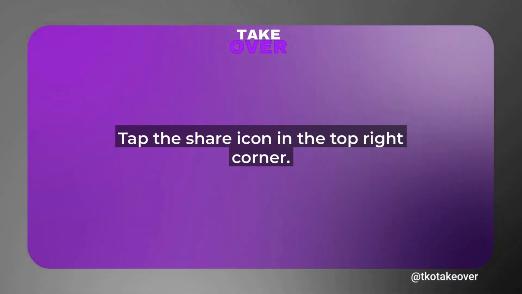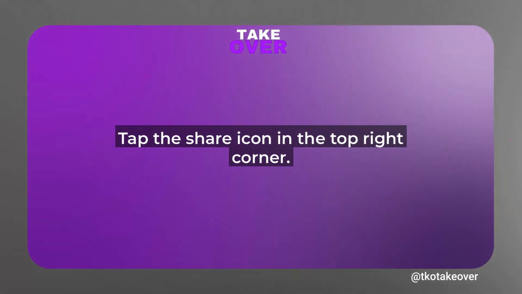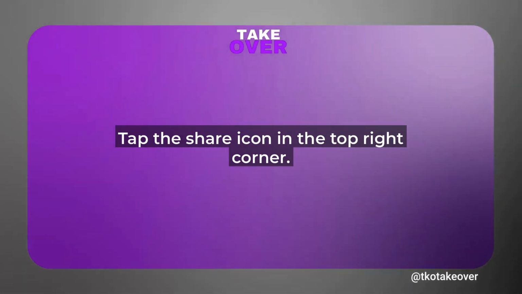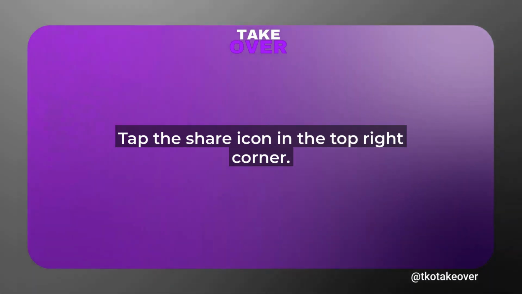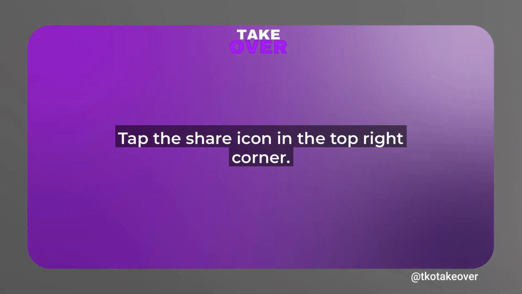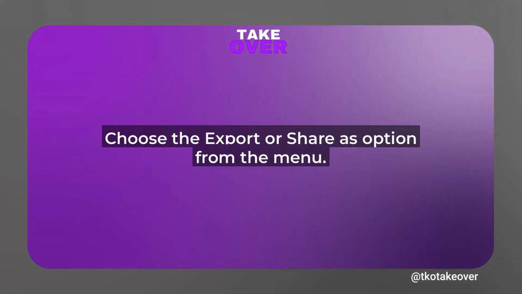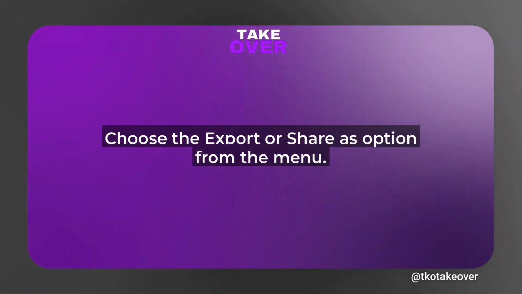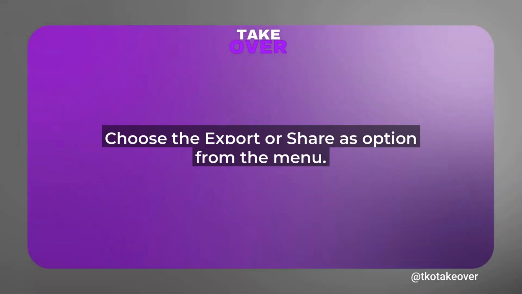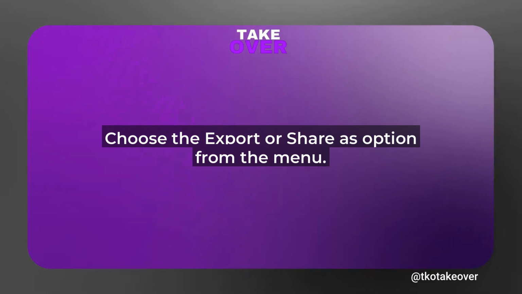Now, with your presentation open, look for the share icon. It's usually in the top right corner, represented by a square with an arrow pointing upward. Tap that, and a menu will pop up with various options. Scroll down or look for Export or Share As. This is where the magic happens.